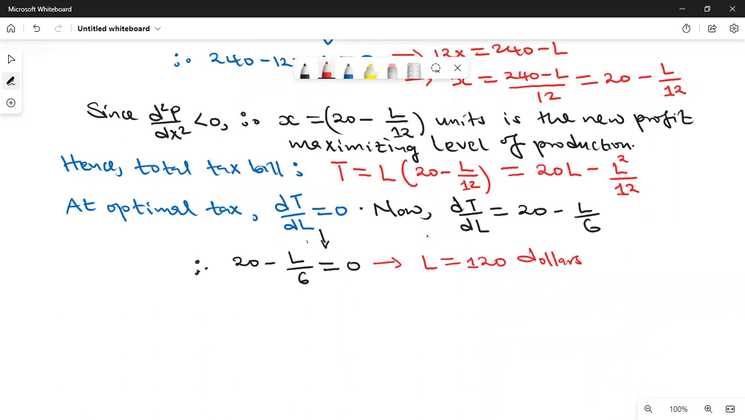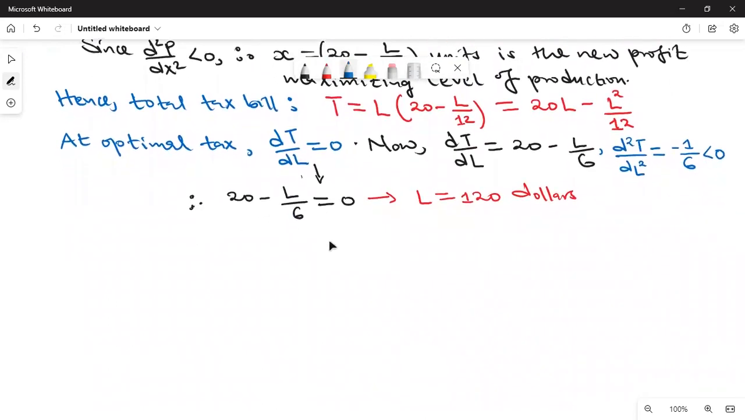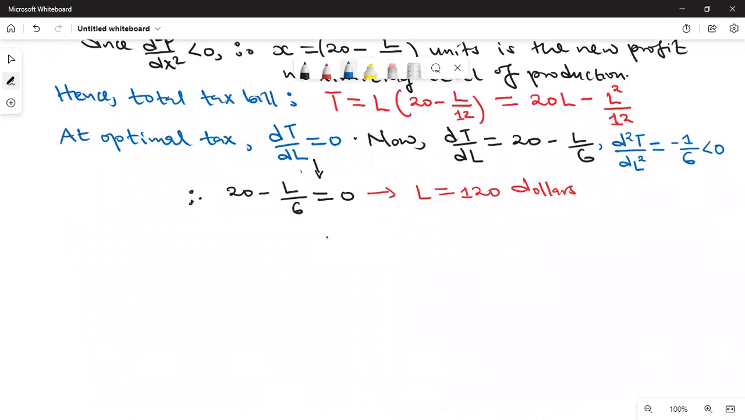Because we don't know whether this will give us maximum tax revenue or minimum tax revenue, we have to use the second derivative test. So I must find the second derivative of T, d squared T with respect to L twice. Differentiate, of course, 20 is a constant, the derivative is 0. When you differentiate negative L over 6, you'll get negative 1 over 6. So that's negative 1 over 6, a negative value that is less than 0. As long as it's less than 0, it means that the value of L that you have found will give you the maximum tax revenue.